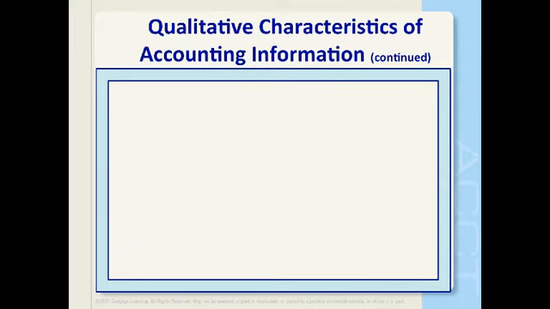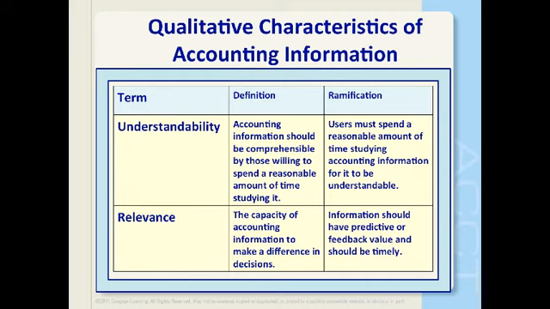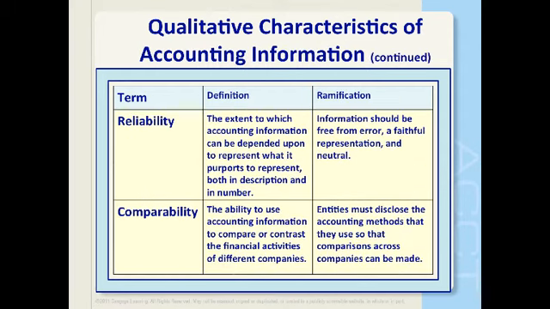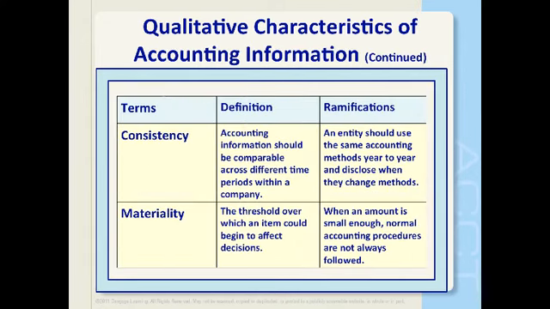And so let's just go back one slide to where we talk about that they need to be understandable, they need to be relevant, they need to be reliable, and we have to be able to compare them. We also look at two more, which is consistency. Accounting information should be comparable across different time periods within a company. Consistency specifies that information needs to be comparable across these different time periods within a company.